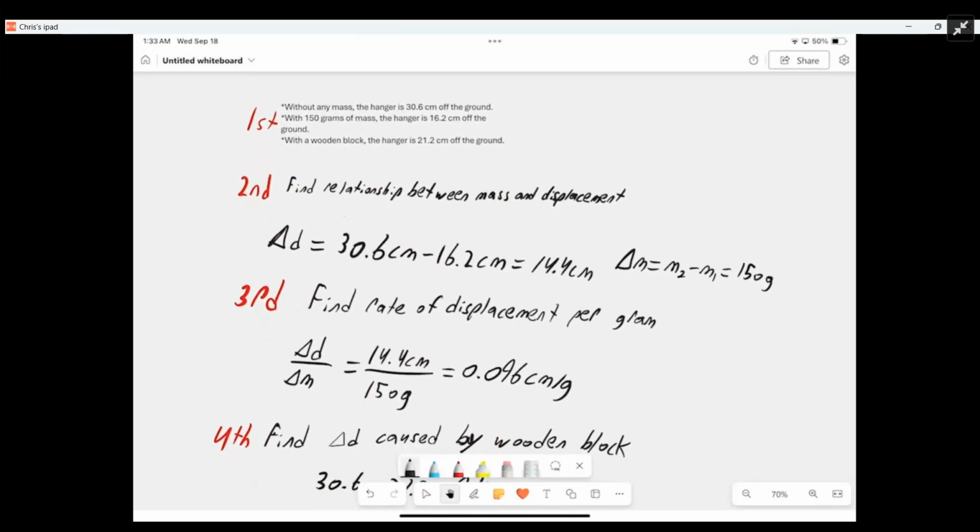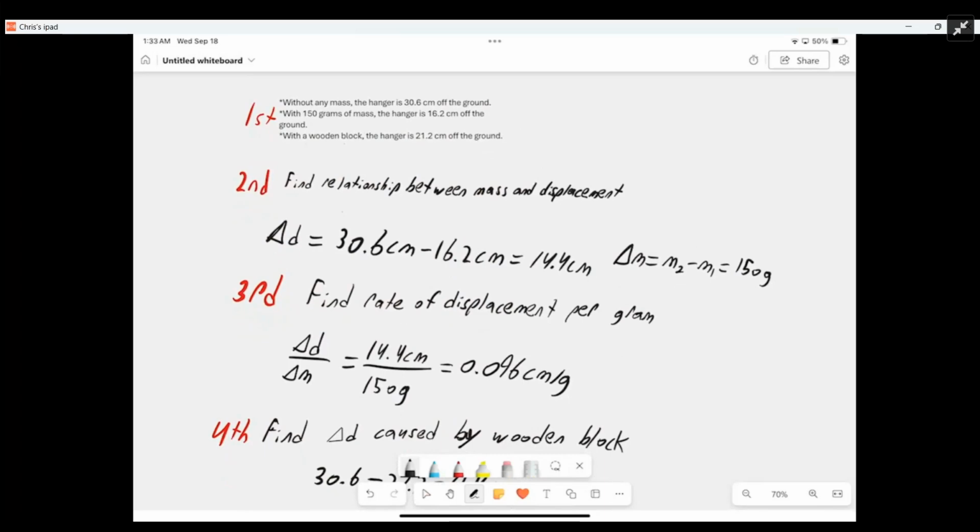The third thing is that when a wooden block is attached, the hanger is 21.2 centimeters off the ground. The reason why I went over this is because I think that every time you approach a problem, it should be your priority to write down the important facts that are relevant to the problem. And you should always do this.